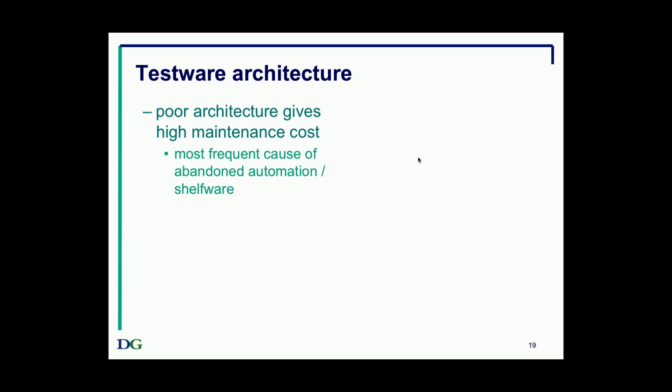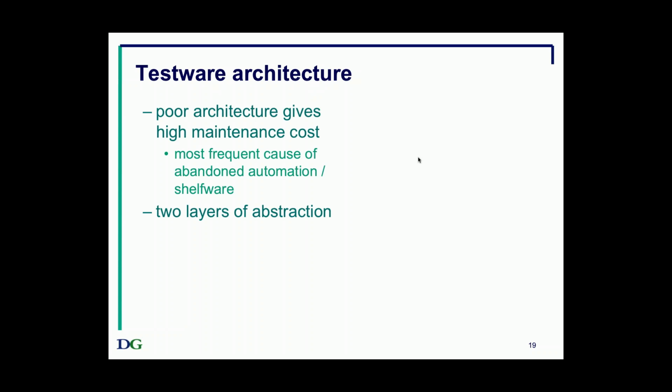Now, the thing with automating the right thing is the Testware architecture is really critical. And this is the most important technical issue with test automation. If you have a poor testware architecture, you will probably end up having very high maintenance costs. And this is the most frequent cause of automation being abandoned and put back on the shelf.